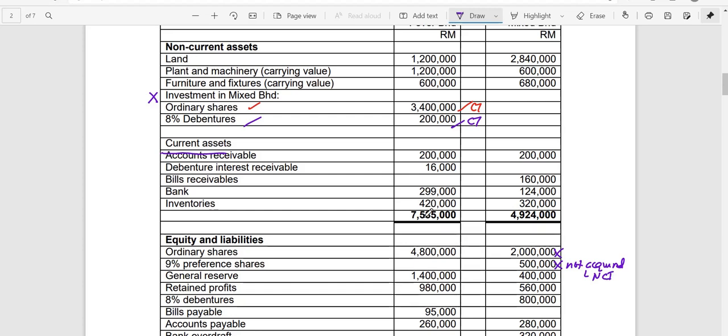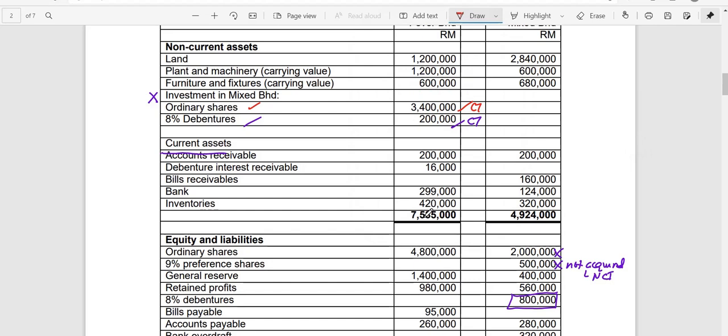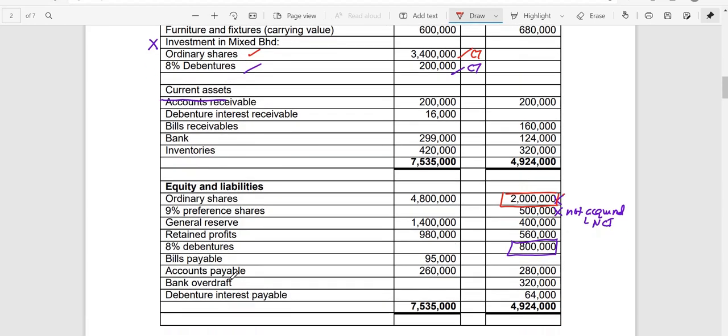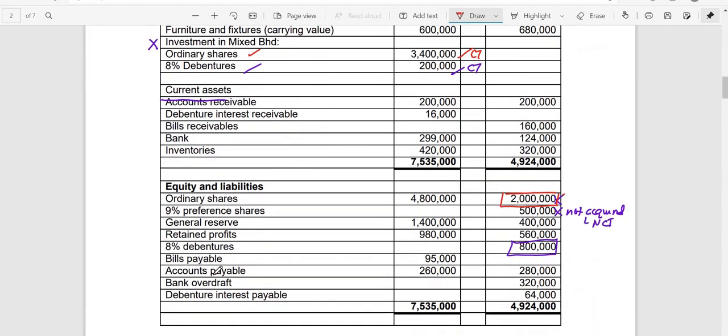And for the item that were being acquired, it is the debenture, so you need to check how much. And for the ordinary shares, you also need to check how much is being acquired. All right, so the rest you are going to add them and eliminate the intercompany transaction when you prepare your CSoFP. Bear in mind that the general reserve, the retained profit, will be included when we prepare the schedule.